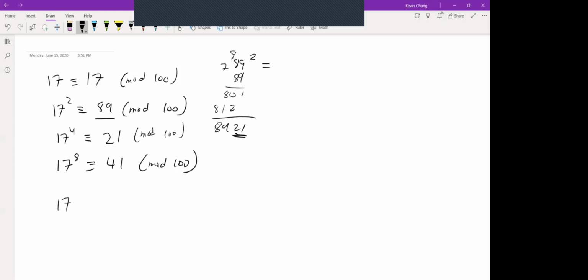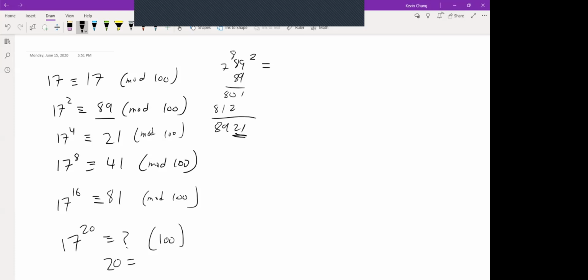So 17 to the 16 is congruent to 41 squared, which should be, I think, 1681. So that's just 81 mod 100. So we can actually stop here because remember, we're looking for what 17 to the 20 might be, mod 100. And so instead of finding actual values and multiplying them, we can build up 20 using powers of 2. Essentially, we're writing 20 in terms of binary.